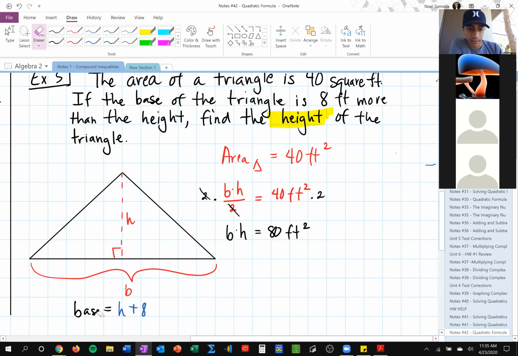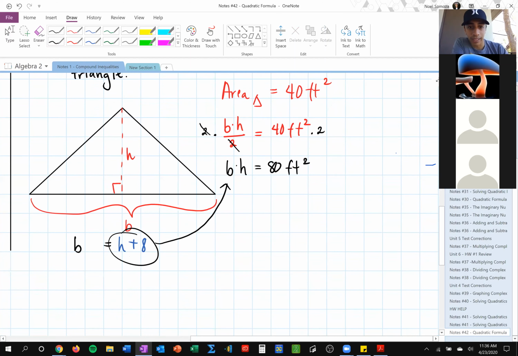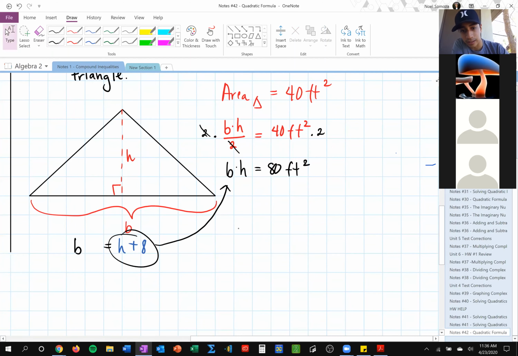Because they're giving me some information here that the base of the triangle is 8 feet more than the height. So if the base is 8 feet more than the height, I can take the height, add 8 to it, and then that's technically my base. So now that I know that b is equal to h plus 8, I can do a substitution right here. Base is the same thing as saying h plus 8 times my height again, and then that's going to equal 80 feet squared.